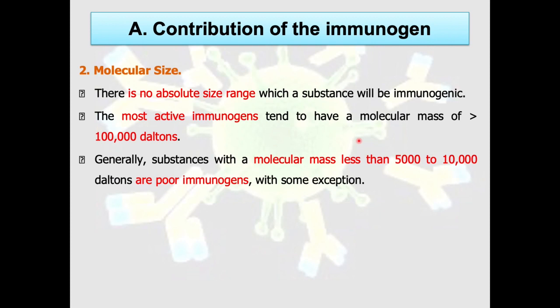Generally, substances with a molecular mass less than 5,000 to 10,000 Dalton are poor immunogens, with some exceptions. There are some that, even though the molecular mass is very small, give very high immunogenic activity. There are, but with some exceptions.